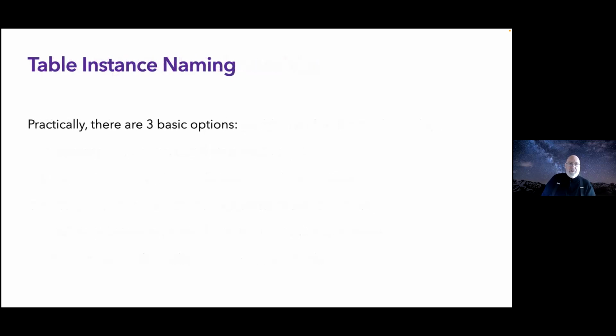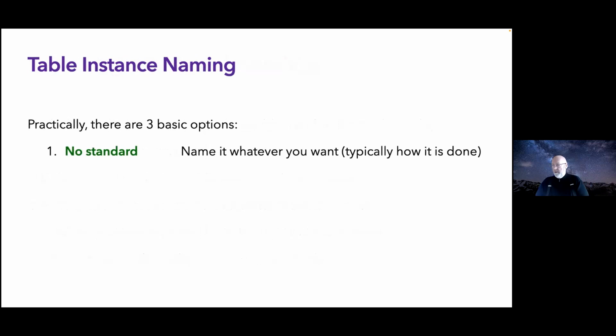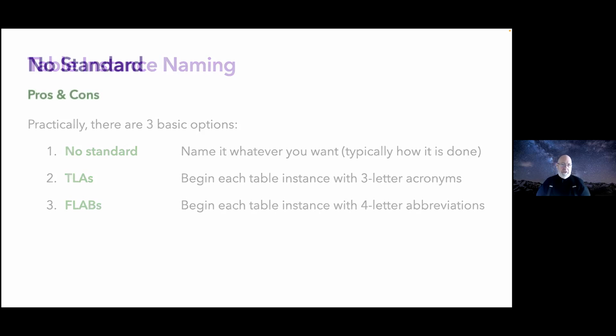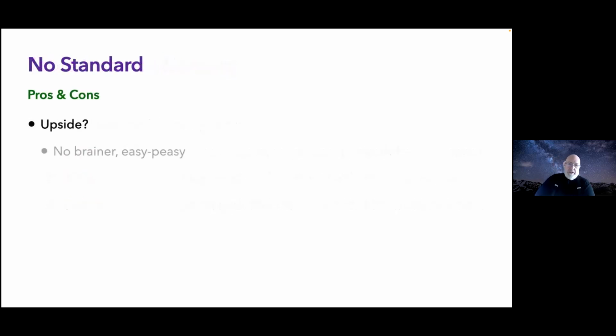As far as instance naming, there's three basic options. The first is no standard, which is typically how it's done. TLAs, which are 3-letter acronyms, and FLABs, which are 4-letter abbreviations. So what are the upsides and downsides of each? Well, for no standard, the upside is it's a no-brainer. It's easy peasy. We just name it, we move on.